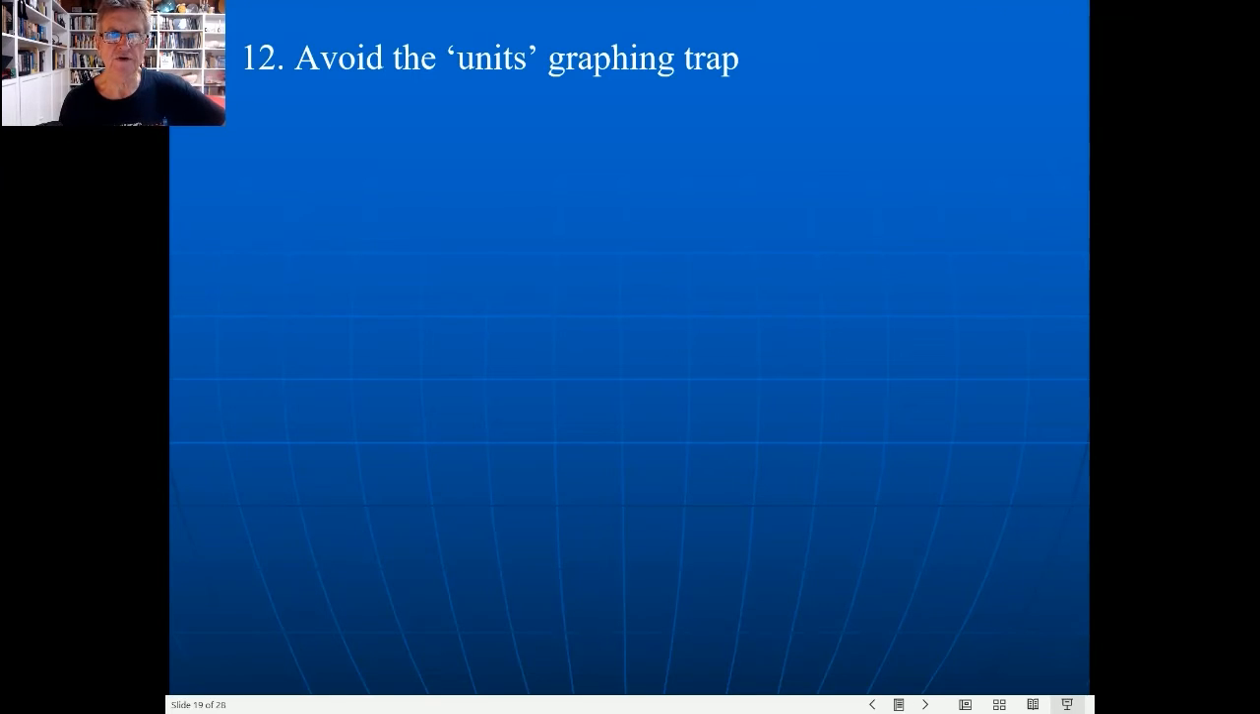Now, avoid losing marks on units in the graphing. In graphing, like I said, you're bound to get a photoelectric effect graph.